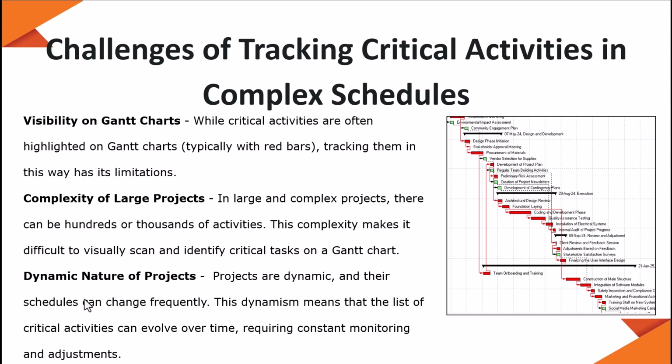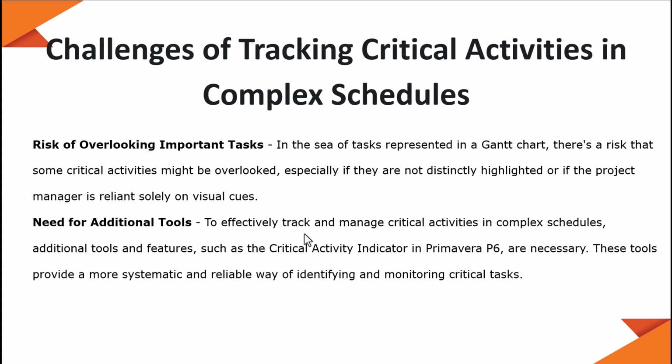Projects are dynamic, just like I mentioned to you earlier on. When you are identifying the critical activities, you need to focus also on the near critical activities. Then there is the risk of overlooking important tasks. Like we mentioned earlier on, in the sea of tasks represented in a Gantt chart, there's a risk that some activities that are critical might be overlooked, especially if they are not distinctively highlighted or if the project manager is relying solely on visual cues. If you have a very important activity, maybe pour concrete, and it's just one day, it might just be tiny on your Gantt area.